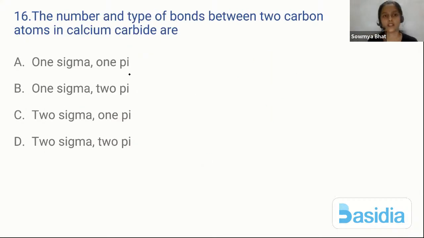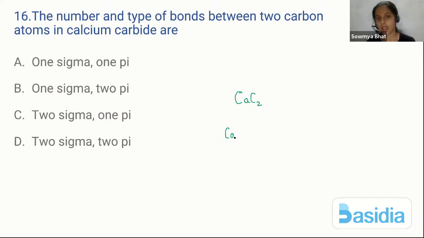The next question: the number and the type of bonds between 2 carbon atoms in calcium carbide. Let's write the structure of calcium carbide first, then we'll calculate the number and the type of bonds. This type of question has appeared already, so you should know how to calculate this. The formula of calcium carbide is CaC2.